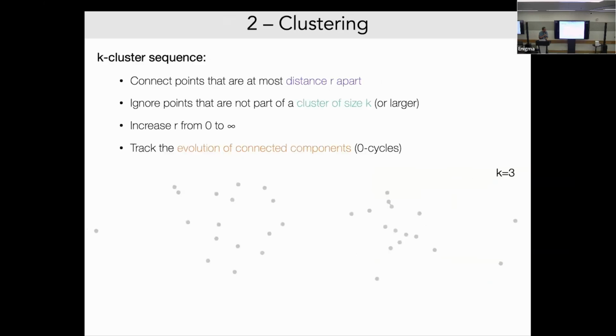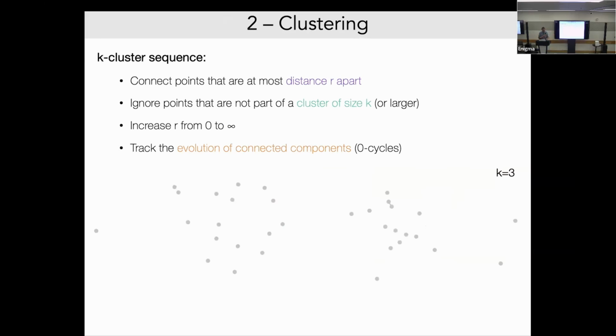Another application we explored recently is for clustering. And here we build a slightly non-standard filtration of graphs. We call it the K-cluster sequence. We connect points in the graph, we place an edge whenever two points are close enough. But we ignore all the vertices and all the edges in the graph as long as they don't belong to a cluster of size K.